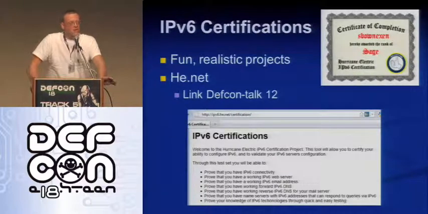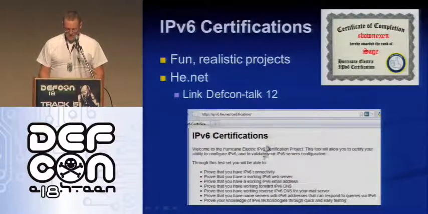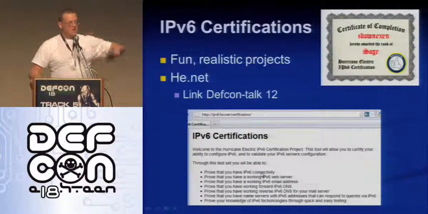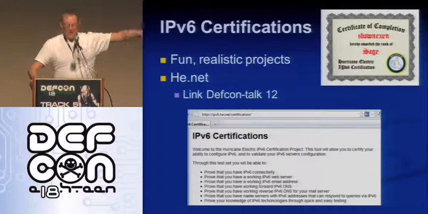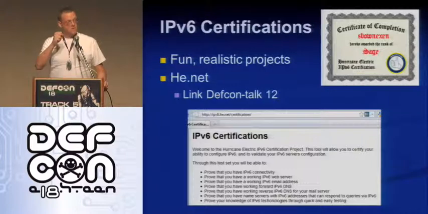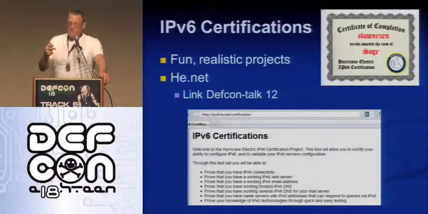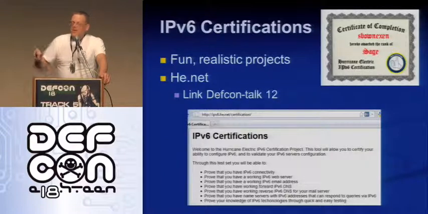Hurricane Electric made a certification process, and I finished it, and I sent it to all my students, who are going to suffer through it. So here's what you do. You first prove that you're an IP version 6 client, and then you make it to a certain level. Then you prove that you run a web server that responds to IP version 6 requests. Then you set up a mail server that takes IP version 6 email, and then you set up a DNS server that takes IP version 6 DNS resolution and hands out that quad A record.